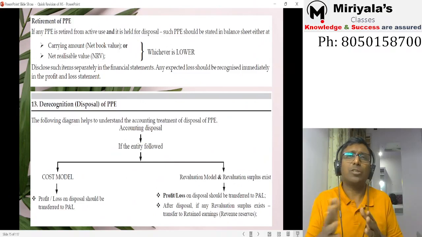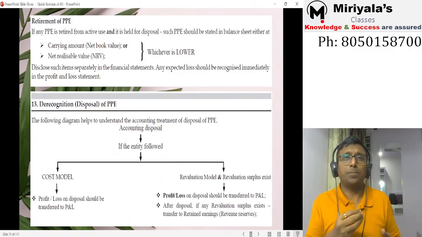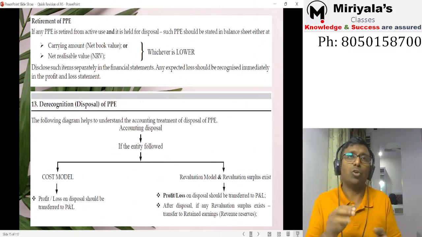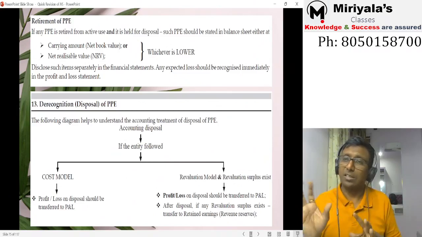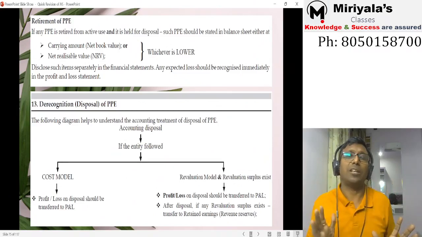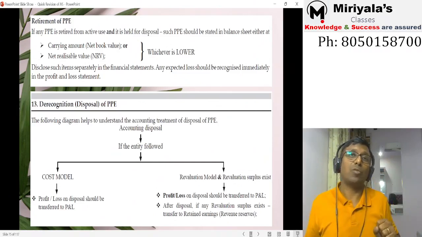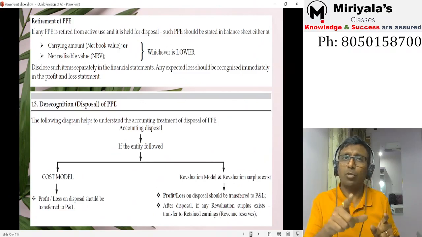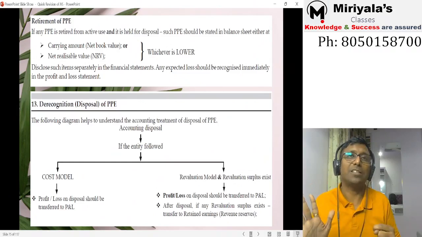Generally when you are disposing, you should calculate the profit or loss on disposal. What is the profit or loss? That is the sale proceeds, if you have any, otherwise 0, minus the carrying amount. That number should be transferred to the profit and loss statement. Sir, I have followed the revaluation model and there is some revaluation reserve also. Whatever I told, sale proceeds minus carrying amount, that should go only to the profit and loss account.